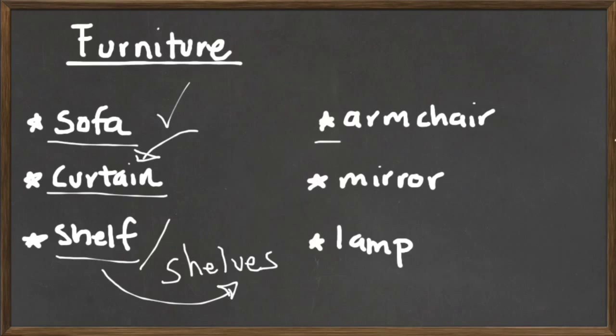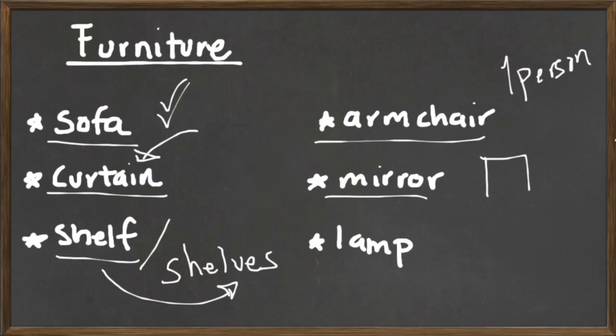The next one is armchair. Armchair. An armchair is like a sofa, but it's designed only for one person. Got it? The next one would be mirror. Mirror. And well, this is an object that you use to see your own image. And finally, we have lamp. And well, just like in Spanish, it's a device that we use to project light, in order for us to see, maybe while we are reading, or just to have lighting in a room.